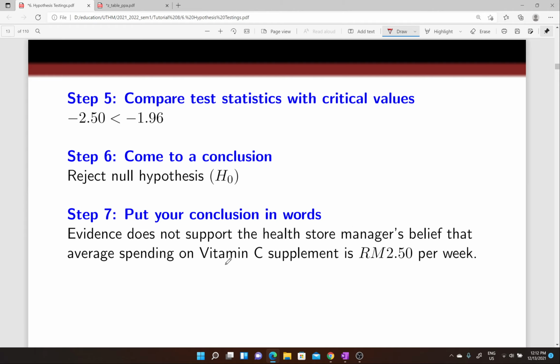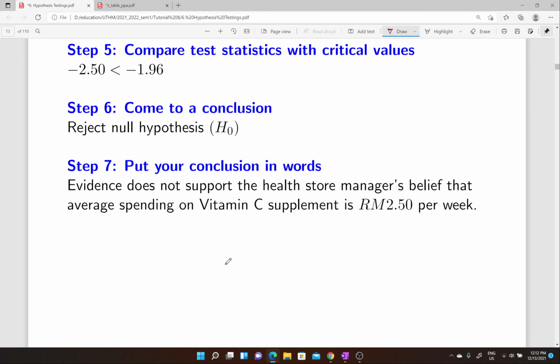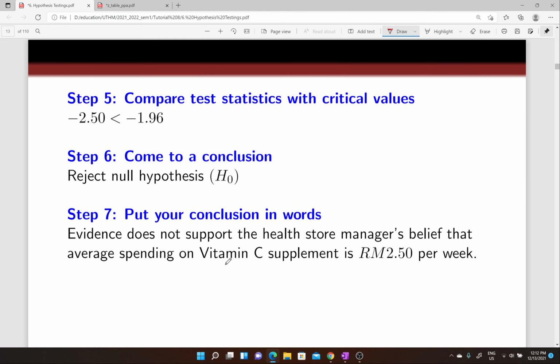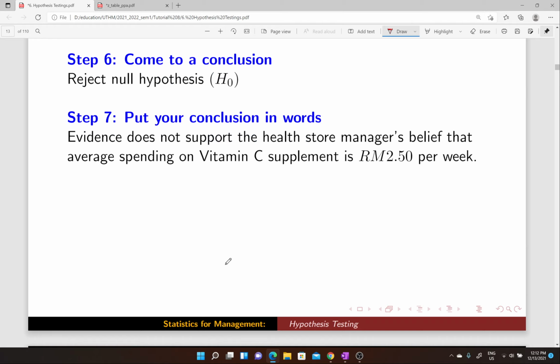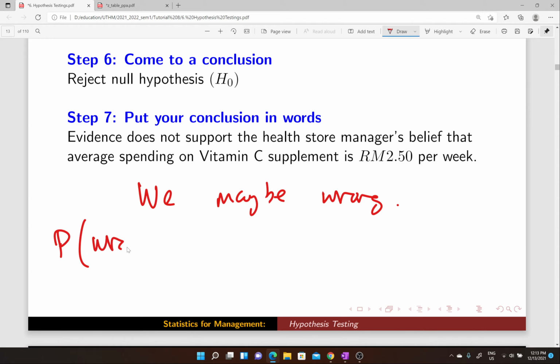Of course this is very subjective. As I told you, this is a quantitative method to come to a conclusion in a real life situation. We may be wrong. What is the probability that we are wrong, that our computation or our conclusion is wrong? We may be wrong because it's calculation.